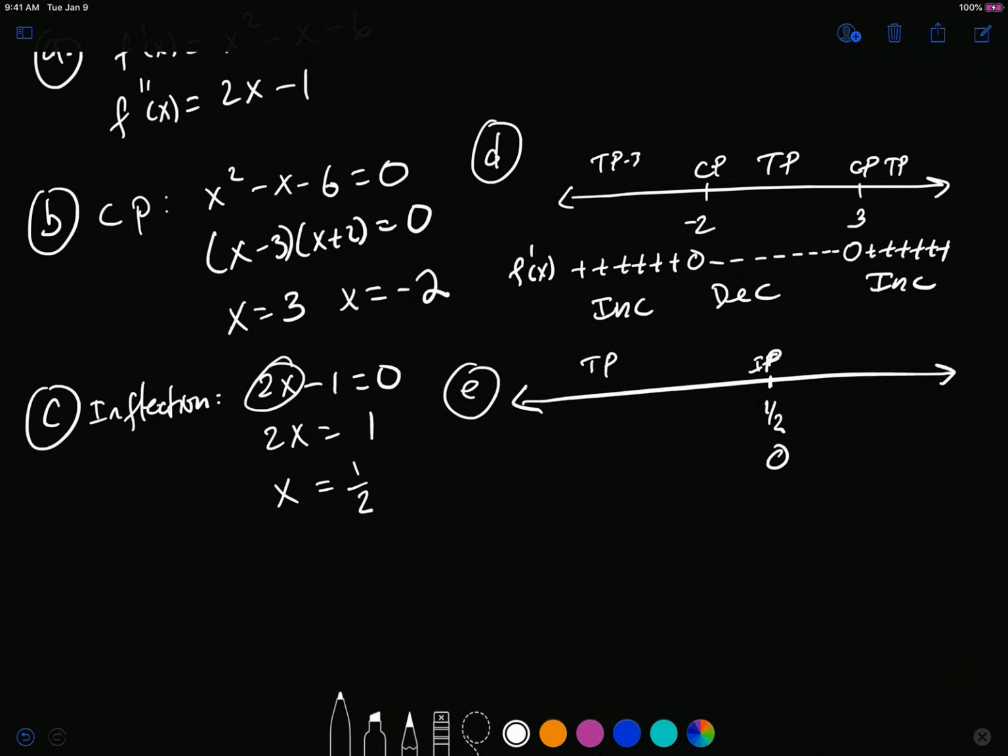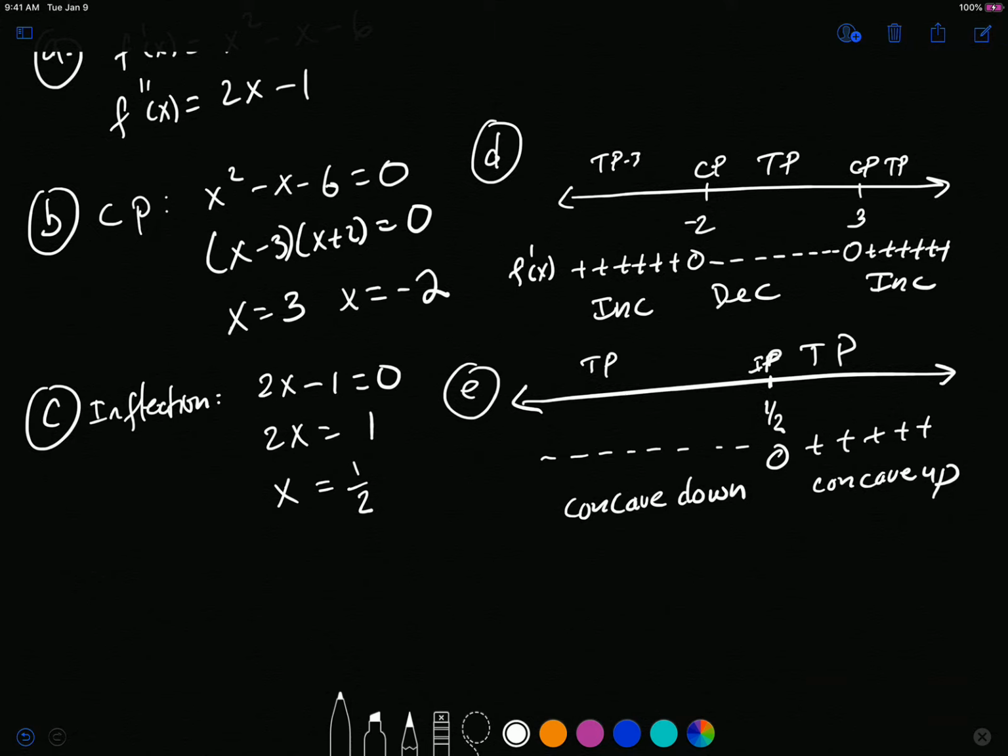If I plug in 0 into this, the answer is negative. So the graph is first negative in terms of its second derivative. And then for a test point over here, say a test point of 10, 10 times 2 is 20 minus 1 is 19. That's positive. The graph is concave down first, and remember, that means the graph is bending downwards, while after 1/2 the graph is concave up. Remember, the inflection point is a point where the graph changes concavity.